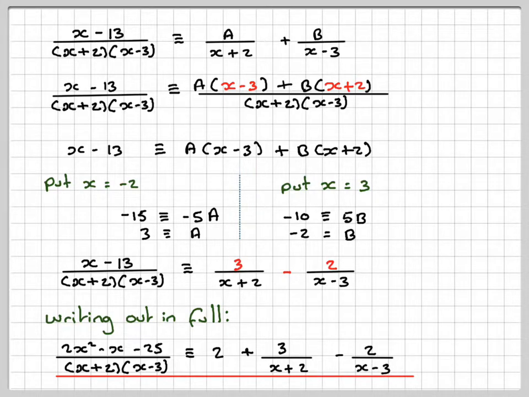So this has been a video to show you how to deal with an improper fraction and how to deal with two different linear factors to split it into partial fractions.